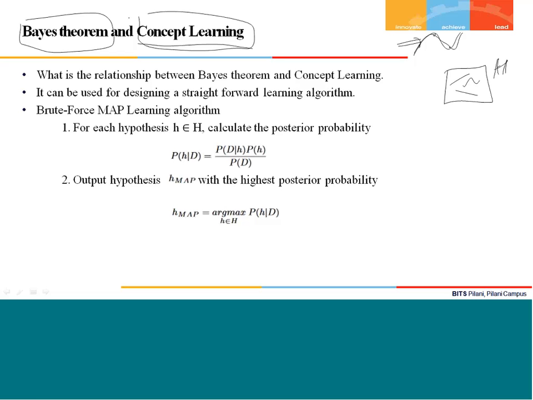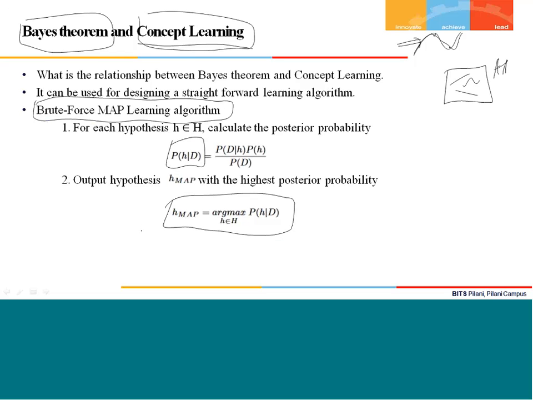It can be used for designing a straightforward learning algorithm. How can we use it to find a straightforward algorithm? So there is one algorithm. First, let's understand what it is, and then I will relate it. For each hypothesis H, calculate the posterior probability. You know what it is; I don't have to tell you again and again. MAP also, you know: maximum a posteriori. And here P(H given D).